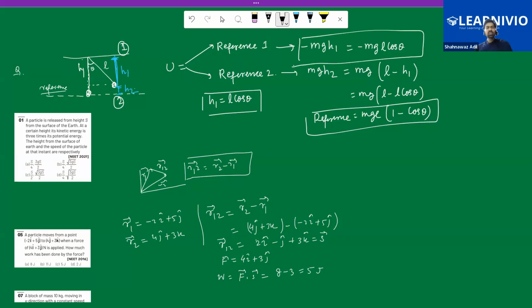So we have to keep in mind what reference we are taking. If we take a different reference point, then the potential energy changes. That is the idea. Okay, is it clear, guys? Is it clear? Yes. Quickly note this thing down, right? And this question comes in different scenarios. This is an important thing.